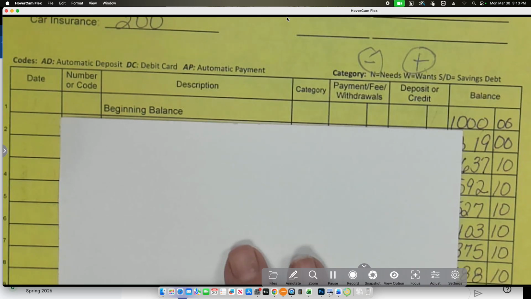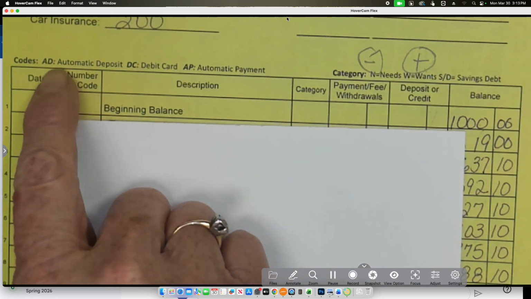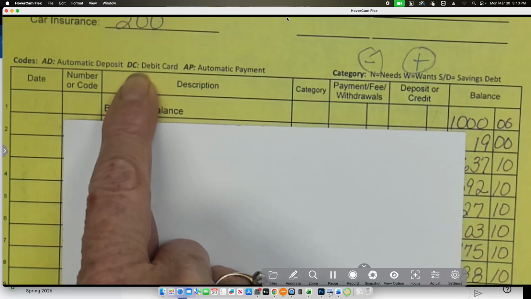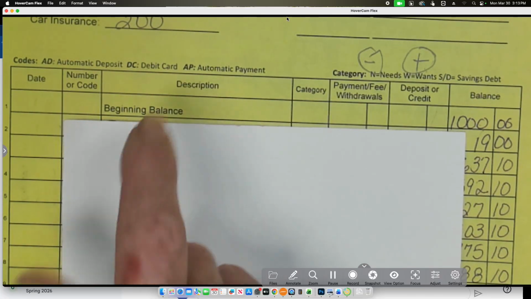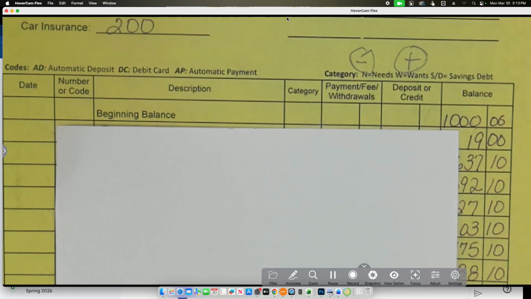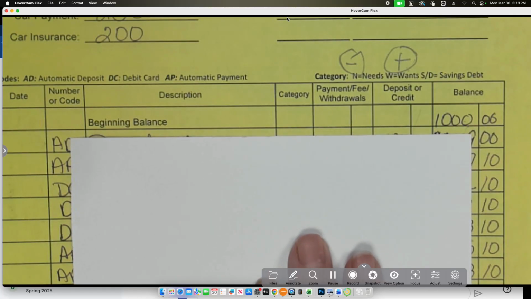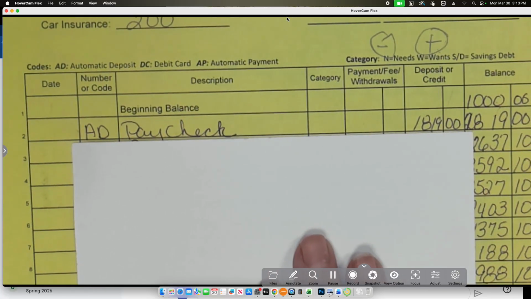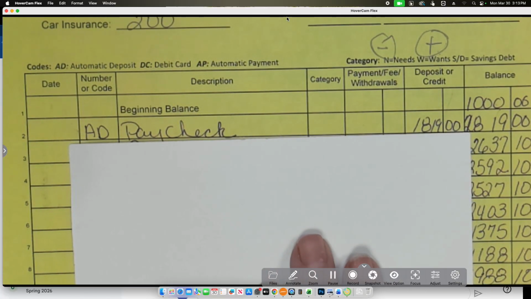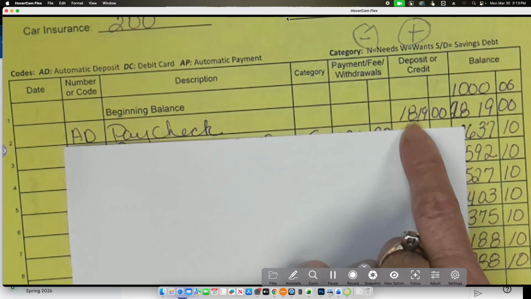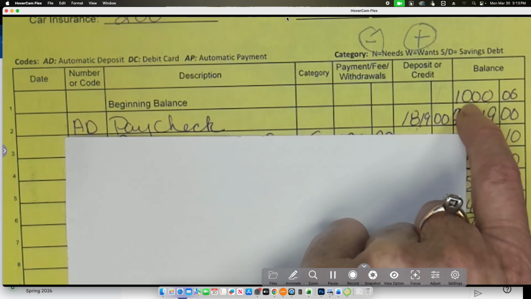Anything that's a deposit, you are going to put as automatic deposit. If you are paying things out, it will be either a debit card or an automatic payment, and it could vary. Everybody's could be slightly different depending on what you think you would have set up. Once we have that installed, you are supposed to record your first paycheck. Your first paycheck is obviously going to be deposited, and it is going to be put in here. And then you're going to take your balance.